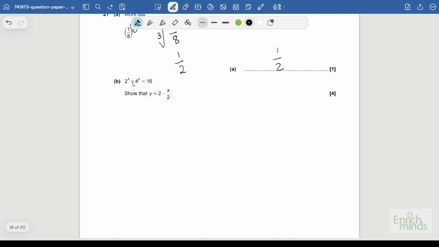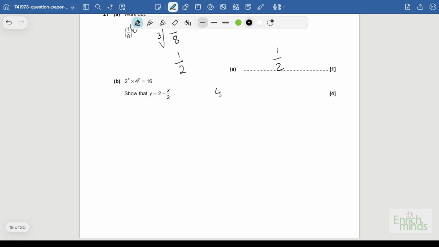2 raised to x times 4 raised to y is 16. Show that y equals (2 minus x) over 2. So how can we come to this conclusion here, starting with the one which is given as an equation here? So we take the left side. We see the bases are not same here. And we can make the bases same by writing 4 in terms of 2.